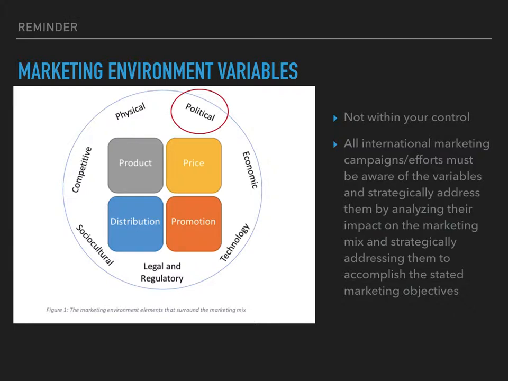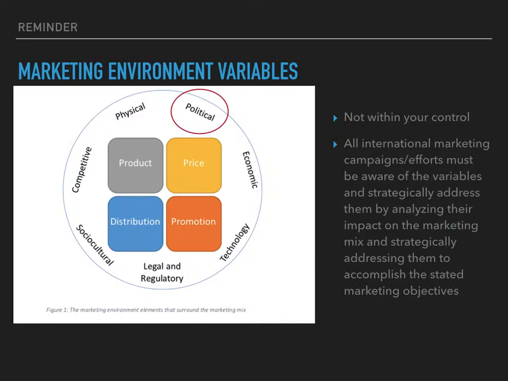This week, our course text focuses on the political marketing environment variables. A quick reminder: of the 7 variables the course text examines, none of them are within your control. But every marketing campaign needs to analyze them to see how these variables impact your marketing objectives, and you would use the lens of the 4 Ps, or the marketing mix, in this respect. How are your product, price, place, and promotion impacted so that you can best reach your target market while considering the impact of all these variables?